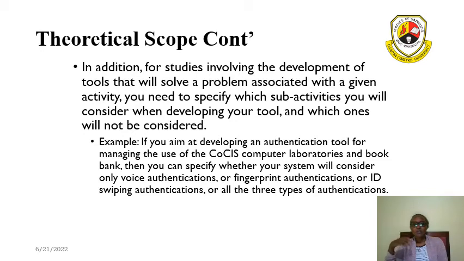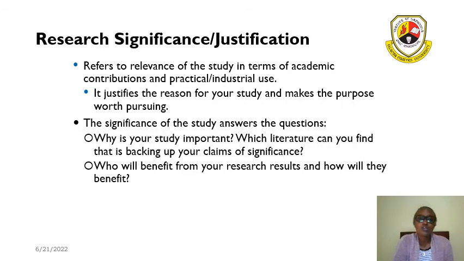If you're developing tools, you may want to say which ones will not be considered. For example, if you aim at developing an authentication tool for managing the use of computer laboratories and book bank, then you can specify whether your system will consider only voice or fingerprint. So this then goes back to functional scope, and you can state clearly that I'm looking at functional scope.